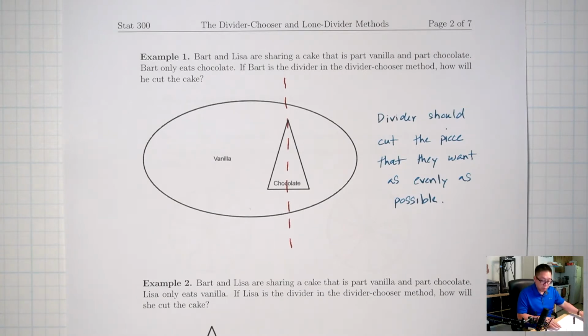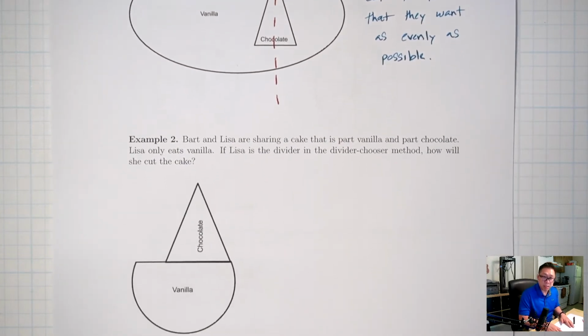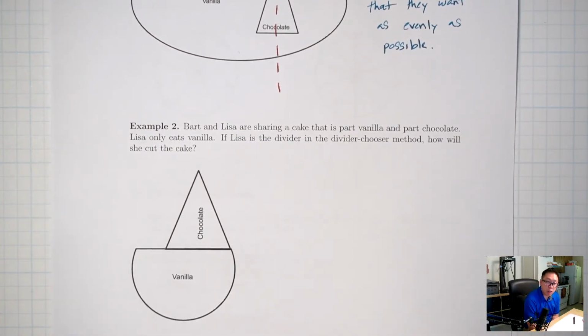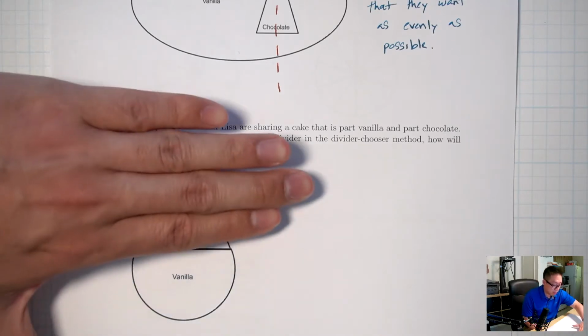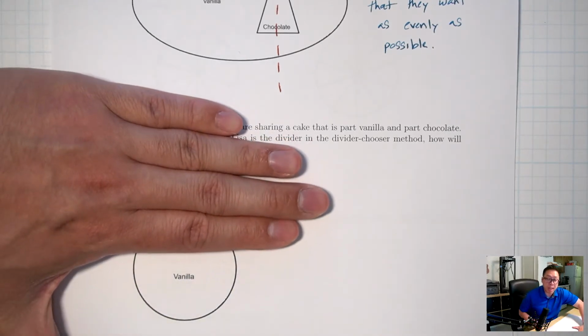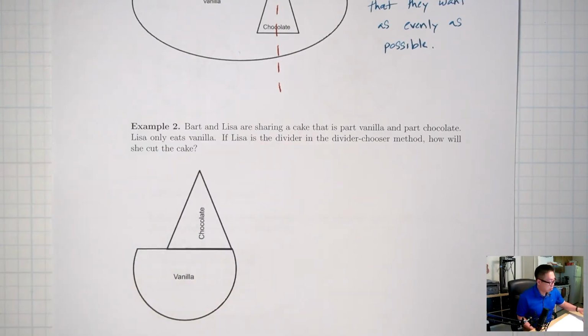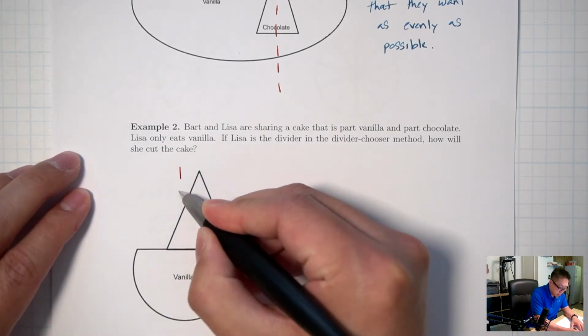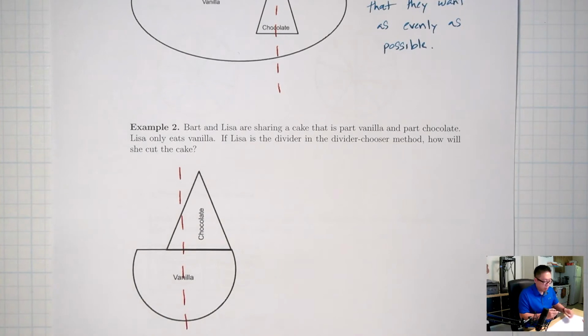So let's try example 2. Example 2, Bart and Lisa again are sharing a cake that's part vanilla, part chocolate. This time Lisa only eats vanilla. Lisa is the divider. How should she cut this cake up? So look at the piece that she wants, which is the vanilla, and you can ignore the other piece. So looking at just the vanilla, she wants to cut this vanilla up as evenly as possible. So she's probably going to cut it down the middle of the vanilla. Okay, that way, no matter which piece Bart picks, she's guaranteed half of the vanilla for sure.